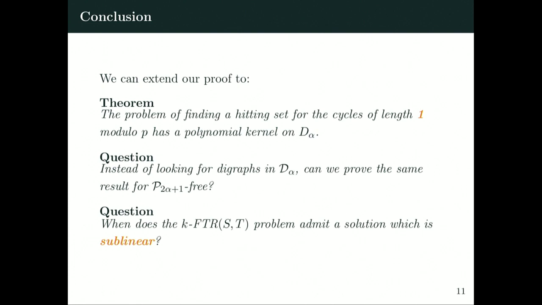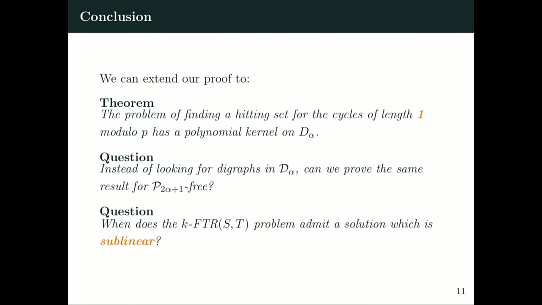And then let me just ask you 2 questions. The main ingredient for this solution of the fault-tolerant reachability problem is that in D alpha, you don't have any induced paths of length 2 alpha plus 1. This is just because you have a chord between them. And our question is, can we adapt everything that we just did in the case of P_3 free graphs? This would give you a kernel for this class of graphs, which would also be nice.